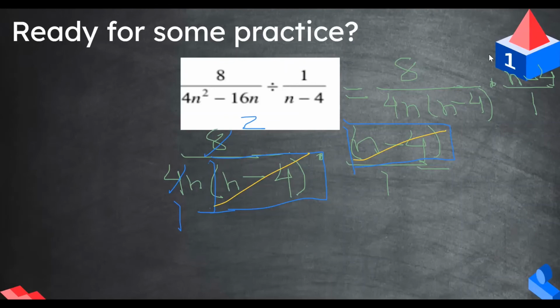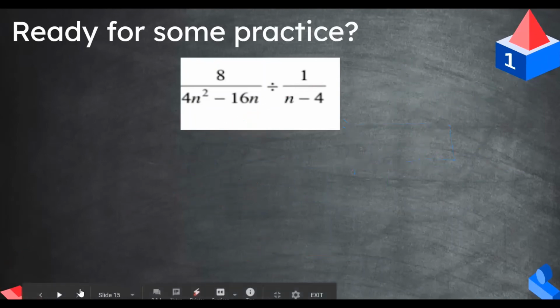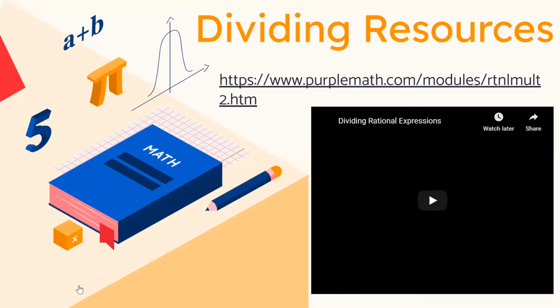And whatever I have left, I just multiply across. So 2 from the top of the first fraction and 1 from the top of the second fraction. I multiply them together, I get 2. And then I have n at the bottom of the first fraction and 1 at the bottom of the other. So n times 1 gives me n. 2 over n is your final answer. You cannot factor that further, so that is the simplest form, okay? Any questions? I'll take that as a no.